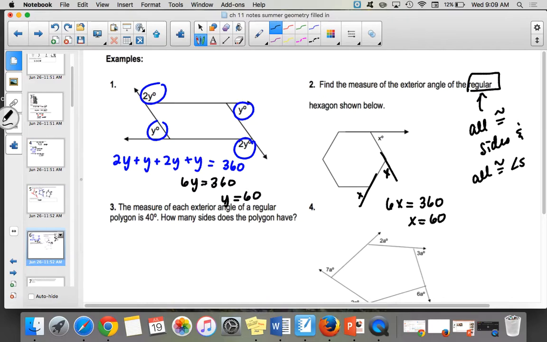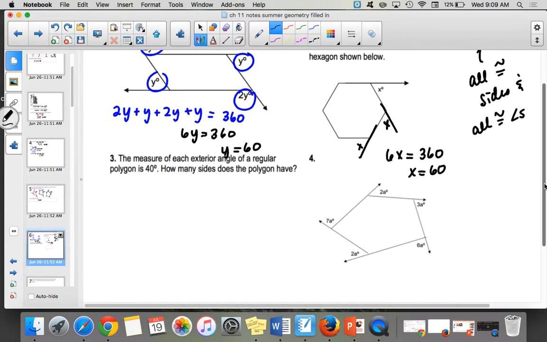Okay, so the next one is some kind of polygon. How many sides does it have? Yeah, it's a pentagon. It has 5 sides. And it says the measure of each exterior angle of a regular polygon is 40. How many sides does the polygon have? Oh, I guess I was looking at the picture for number 4.